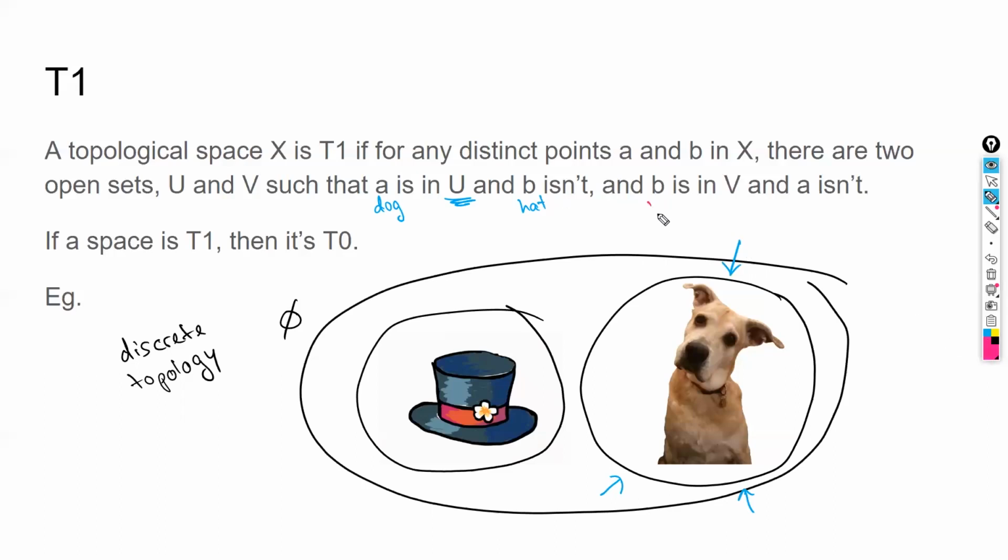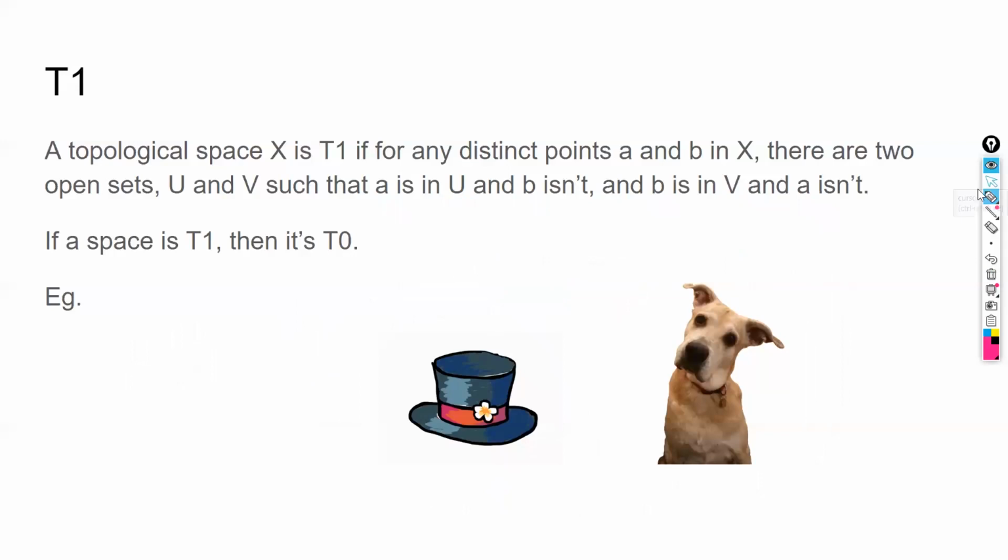and V is going to be which set? The set containing hat. Right? So we've been able to find two different open sets, one containing one point and not the other, and one containing the other point and not the first one. And thus, we've satisfied T1. So the discrete topology on 2 points is T1. Okay, let's keep going.